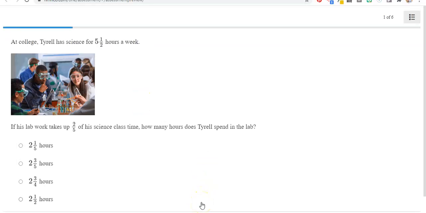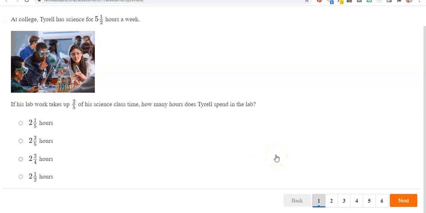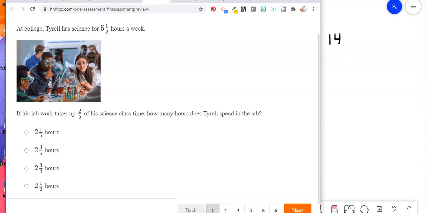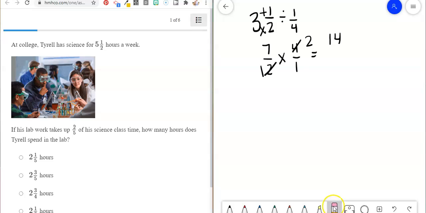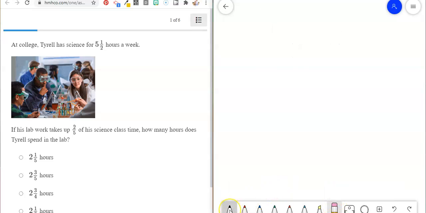Remember, before you actually go over this part with me, you should be trying this on your own for a little bit. So the first one is, at college, Tyrell has science for 5.5 hours a week. If his lab work takes up 2/5 of his science class time, how many hours does Tyrell spend in the lab? So I'm going to split my screen here. You can see my work page. You should probably have a work page out too. By probably, I mean most definitely you should, and you should be working these out with me.